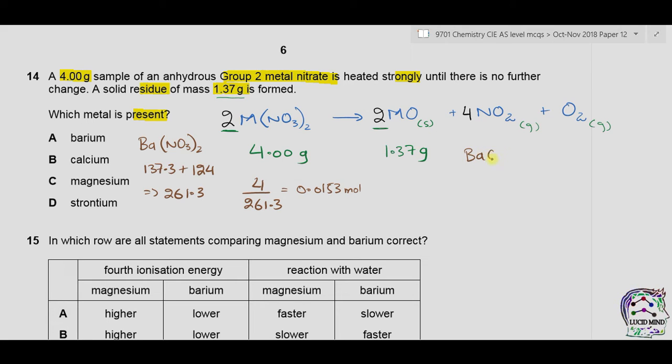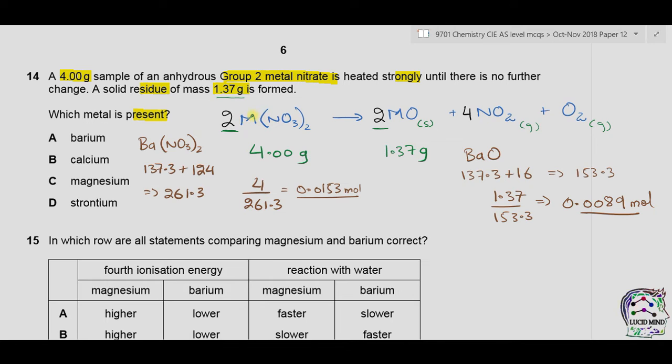Now finding the number of moles of metal oxide: for barium nitrate, the oxide formed would be barium oxide. Barium is 137.3 and oxygen is 16. It comes equal to 153.3 molecular mass. Now we can find the number of moles by dividing mass by molecular mass. So 1.37 divided by 153.3. The number of moles comes equal to 0.0089 moles.